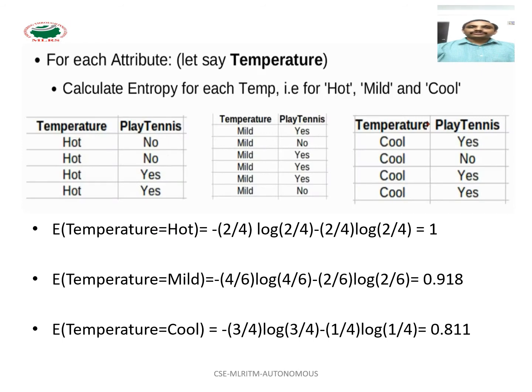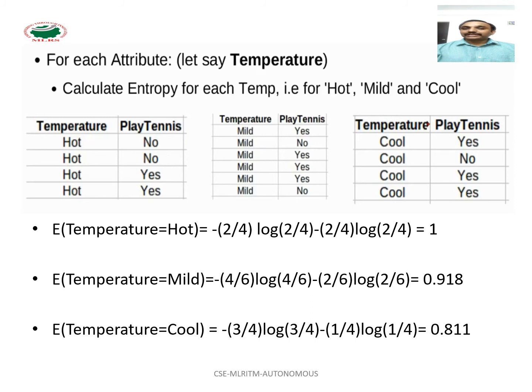In this example, in total we have 4 attributes. Out of 4 attributes, we already calculated information gain of outlook. Similarly, we have to calculate information gain of the remaining 3 attributes. So here you see, this is for the temperature attribute. Temperature also has 3 values: hot, mild, cool. So the calculation of that one is here.